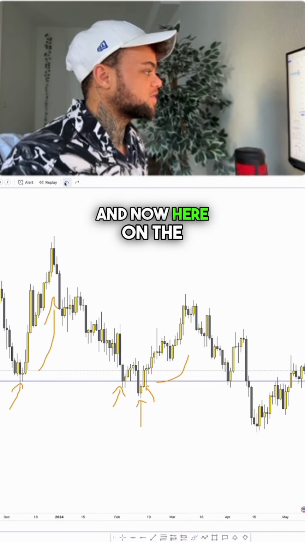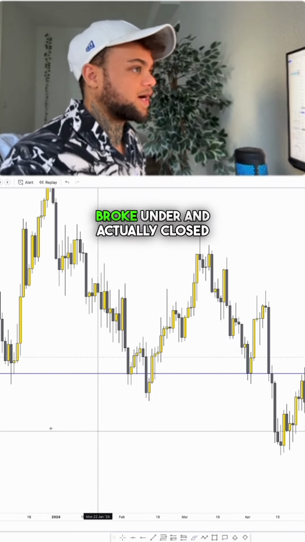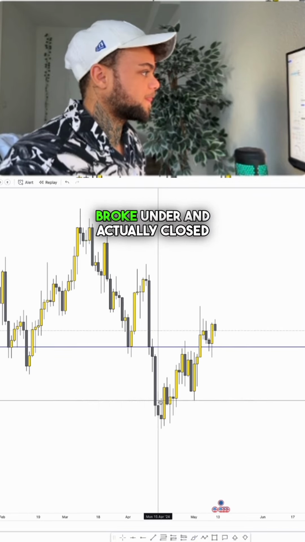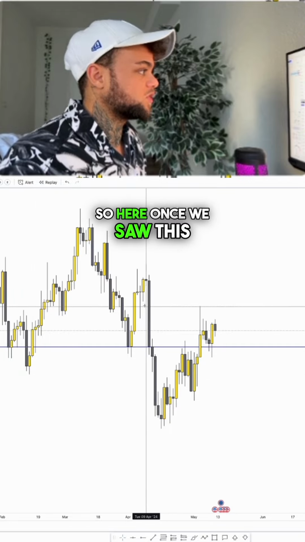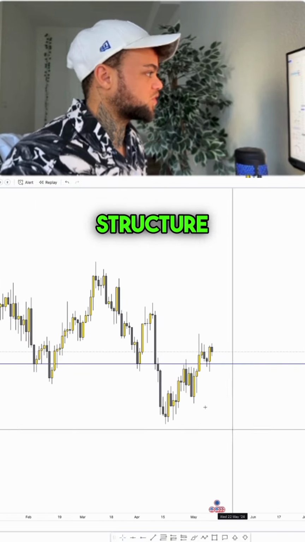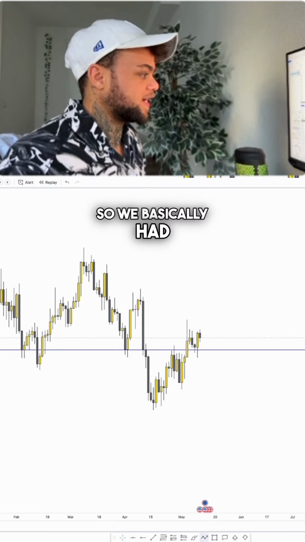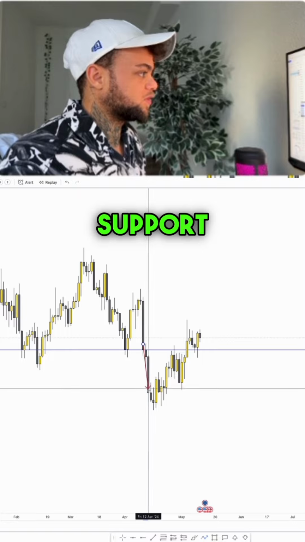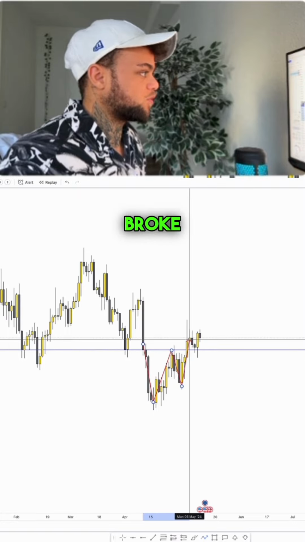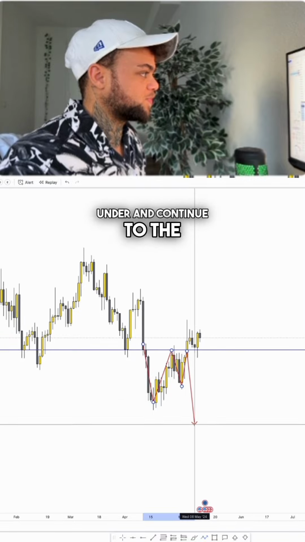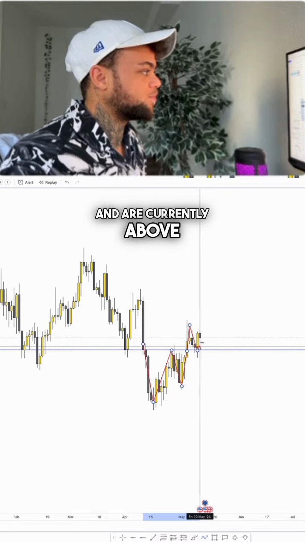And now here on the recent price action, we see that price broke under and actually closed under strongly, also closed under these lows here. So here, once we saw this was an actual break of structure to the downside, right? Now we had a retest, so we basically had a break under support, retest acting as a resistance, and now price broke back above because it didn't close back under and continue to the downside. We broke back above support and are currently above support.